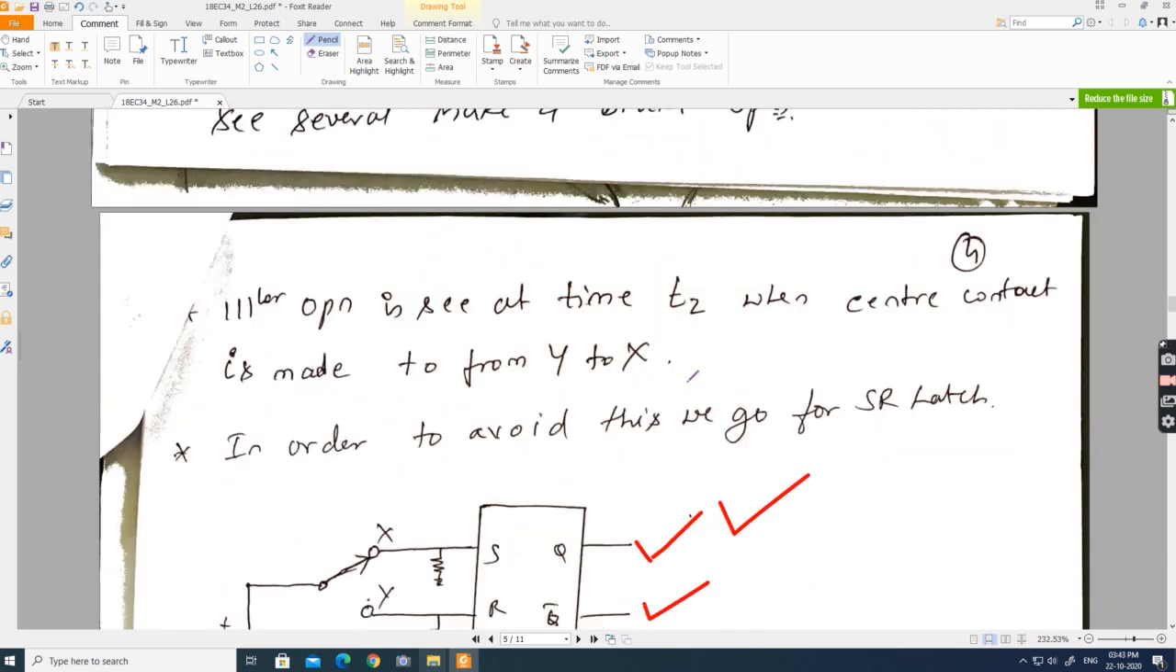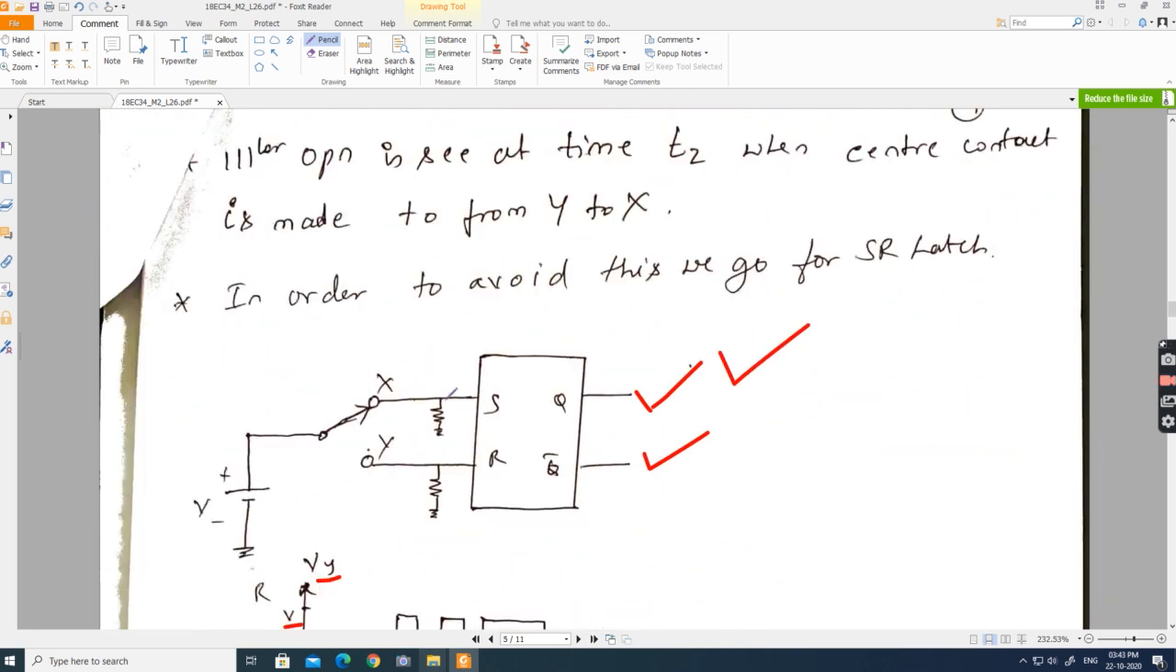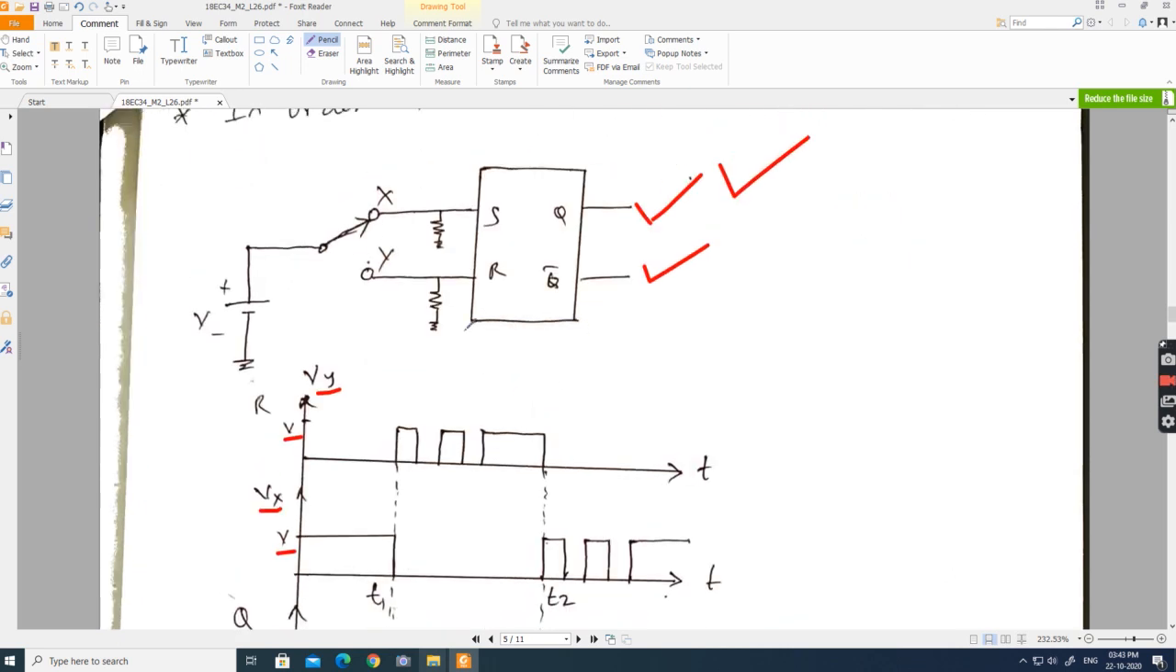So what I'll do is feed this X and Y to the inputs S and R of the SR latch. So what will the SR latch do? Look here. What is the input for the SR latch? X and Y. What is the condition of X here? What is the condition of Y here? Y is 1, correct? X is 0. Y is fed to R. X is fed to S. Understanding, everyone? Yes or no?